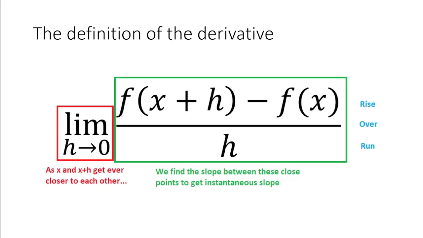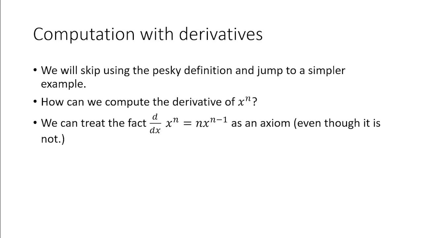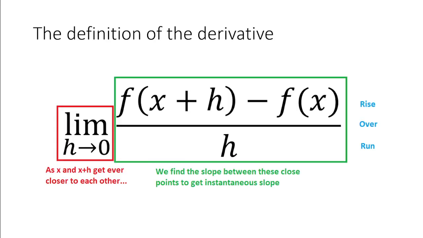So, this jumbled mess inside the limit is basically rise over run, what we all learned in algebra. Okay, finally. Back to computation. So finally we can move on from this pesky definition.